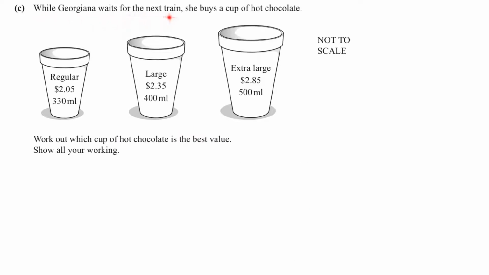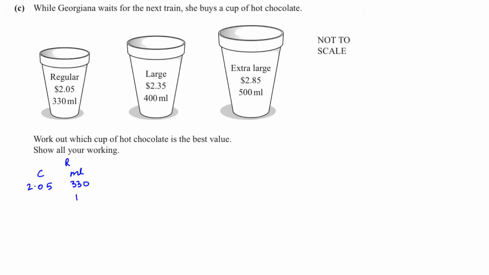While Georgina waits for the next train, she buys a cup of hot chocolate. Regular, large, and extra large are given to us. Work out which cup of hot chocolate is the best value. Show all your working. Let's start with regular. So regular, the cost and the milliliters: $2.05 will give us 330 milliliters.